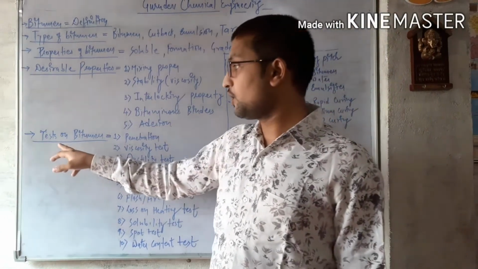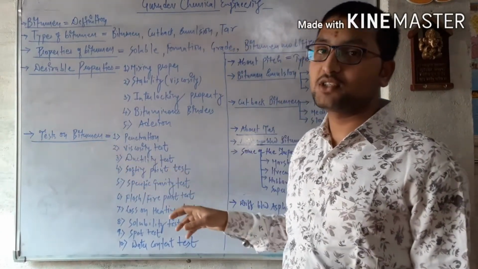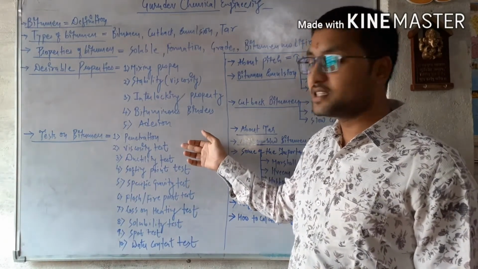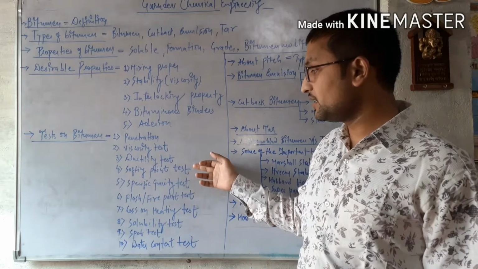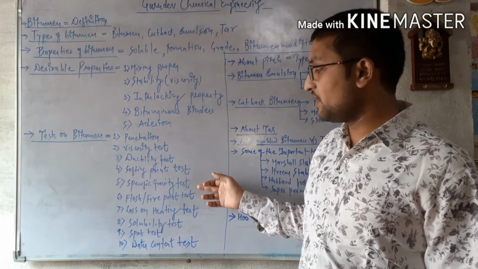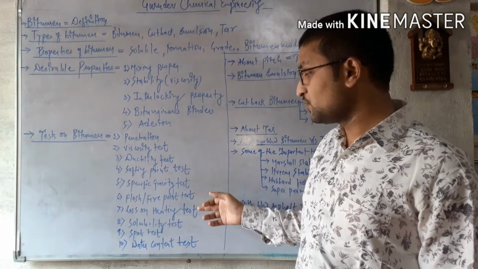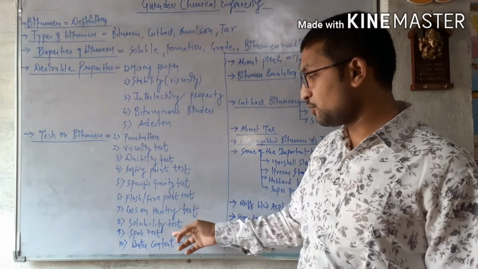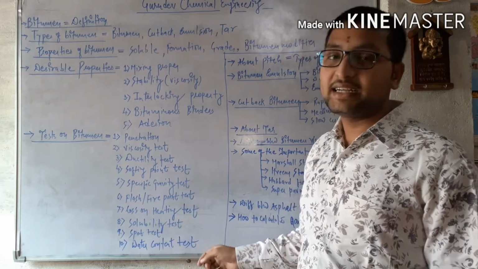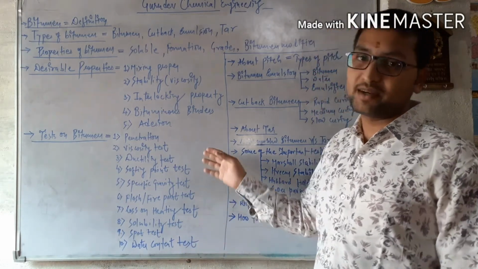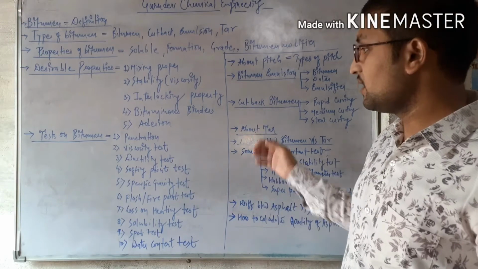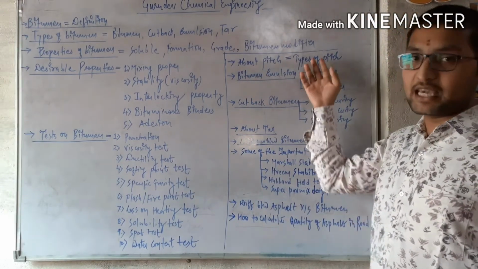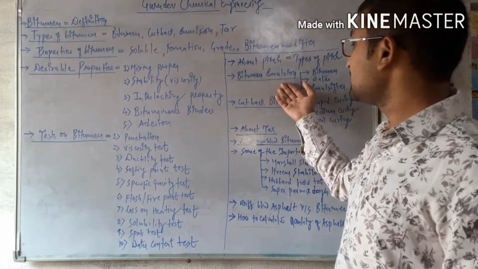And next we will also discuss the tests which are used in the laboratory, like penetration test, viscosity test, ductility test, softening point test, specific gravity test, flash point and fire point test, loss on heating test, solubility test, spot test, water content test. So these are the tests we will discuss later. We will also discuss pitch and the types of pitch and bitumen emulsion.